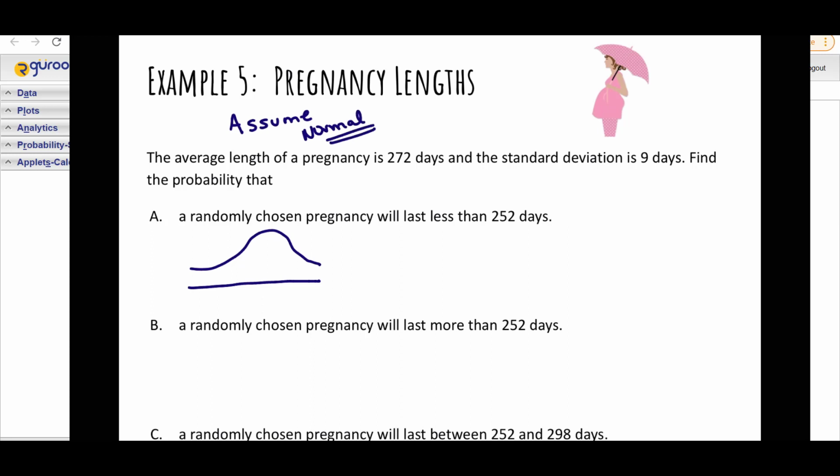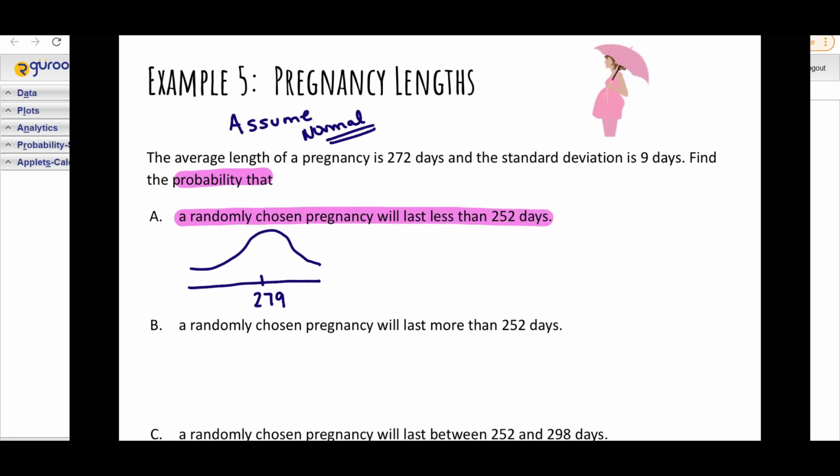So assuming that it's a normal distribution, and we know that the average pregnancy length is 272 days with a standard deviation of 9, I would label 272 in the middle. And you do not have to do any calculations with the 9, like filling out the curve like we did with empirical rule. This is all you do. You kind of sketch it out for yourself. And then it says, find the probability that a randomly chosen pregnancy will last less than 252 days.